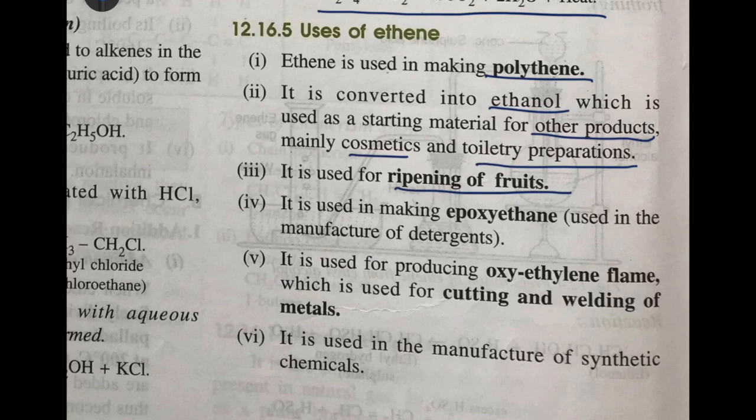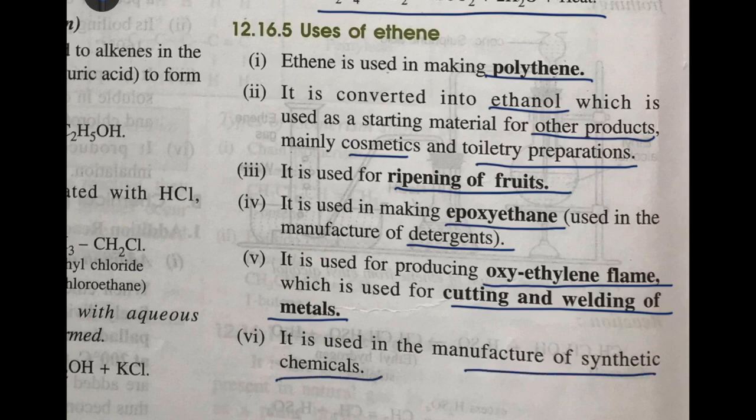It is used in making epoxyethane. Epoxyethane is used in the making of detergents, okay? And it is also used in producing oxyethylene flame, which is used for cutting and welding of metals. You have seen in garages and all, okay, the oxyethylene flame. It is also used in the manufacture of synthetic chemicals.